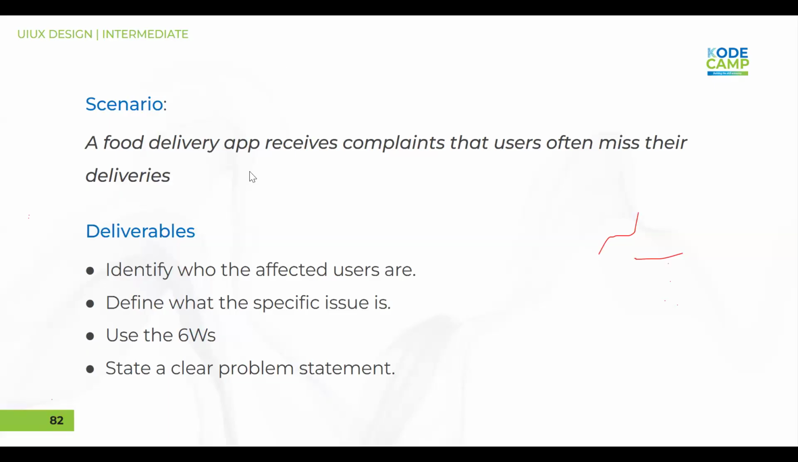What do you think? Let's see the problem statement you can come up with for this scenario: a food delivery app receives complaints that users often miss their deliveries. You remember the 6 W's: who, what, where, when, why is it happening, and why does it matter? So who is affected? What is going wrong? And where does it happen? Let me see if I can get access to that.